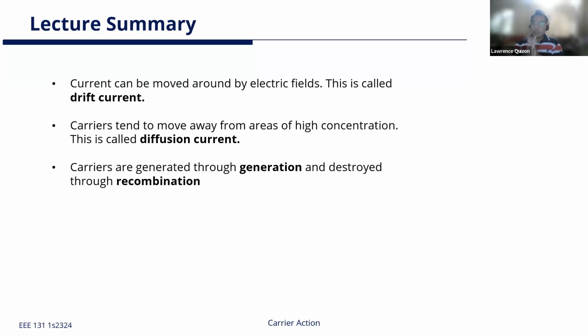So summary, current can be moved around by electric fields and it causes drift current, no, by moving our carriers around with an effective velocity. Carriers also tend to move away from areas of high concentration. This is called diffusion, no? And diffusion current depends on the charge of the carriers that you use. And lastly, no, carriers are generated through generation and are destroyed through recombination, no? So with that, that ends our lecture for today, no?